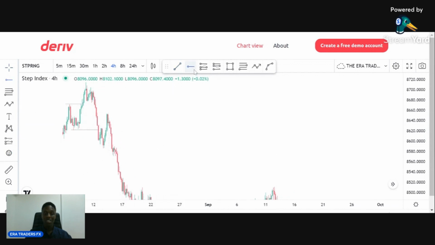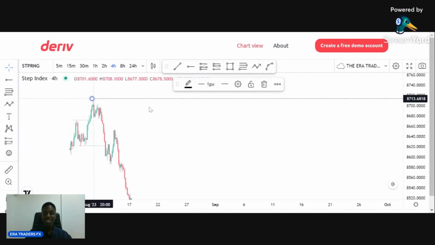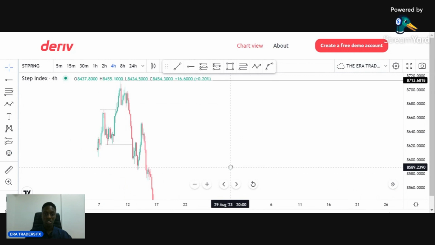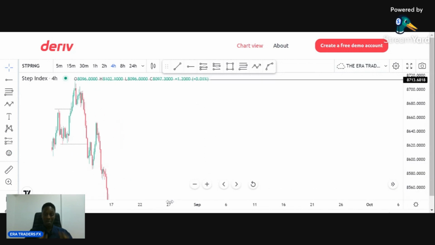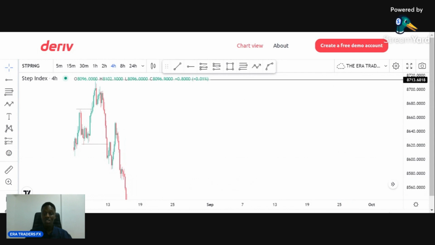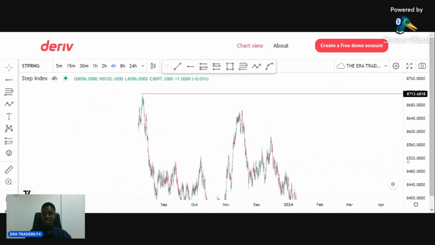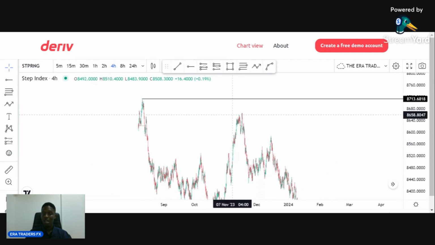So we are not expecting this high to be taken out. You don't expect this high to be taken out, so you wait. I'm not showing you structural liquidity also, but if you check to the future, you see that high was never taken out. You can see it came back and took out this structural liquidity.